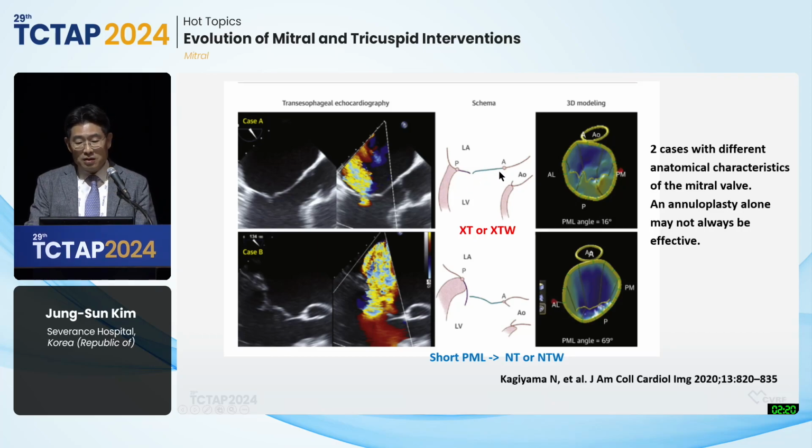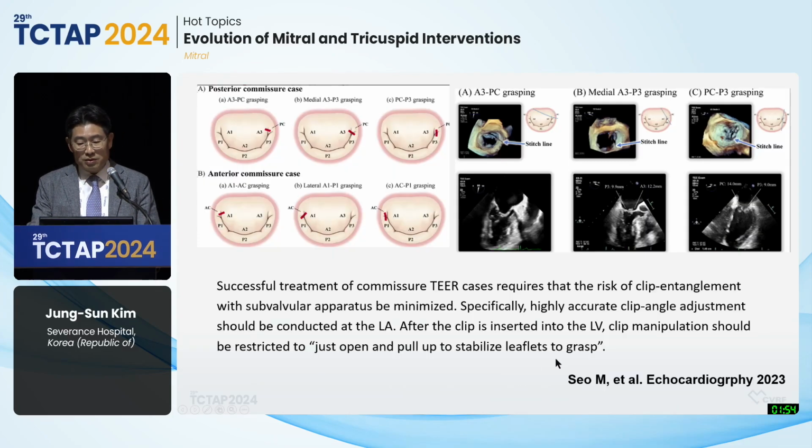And the other etiology of MR is atrial functional MR. We can apply different types of the mitral clip system, XT or XTW, for a flattened leaflet with enough length of the posterior leaflet. But for NT or NTW, in this situation the leaflet is very shortened, displaced, and somewhat tethered, then we can apply the shorter NT or NTW system. The other very difficult situation is commissure area MR.